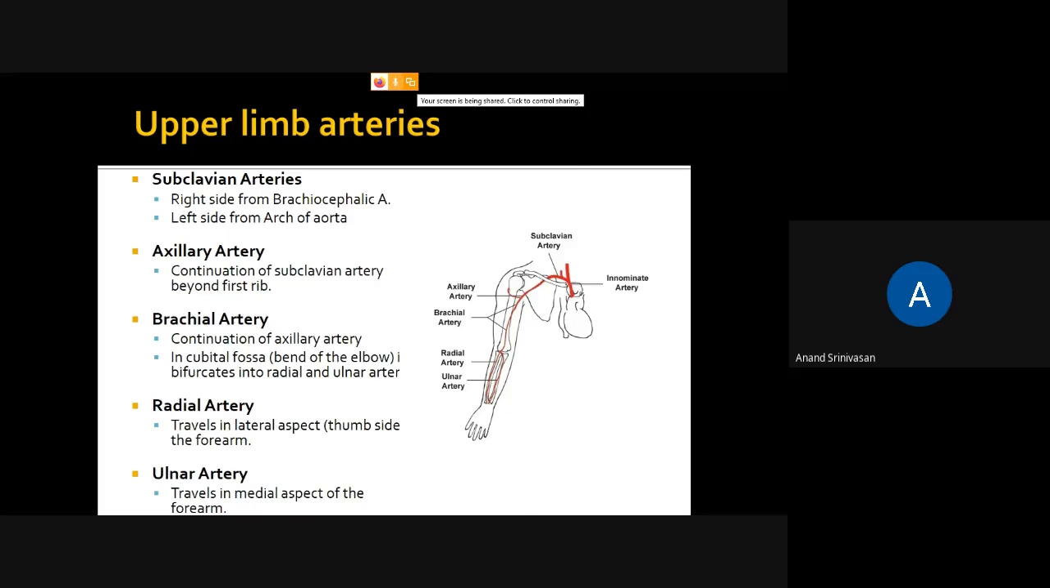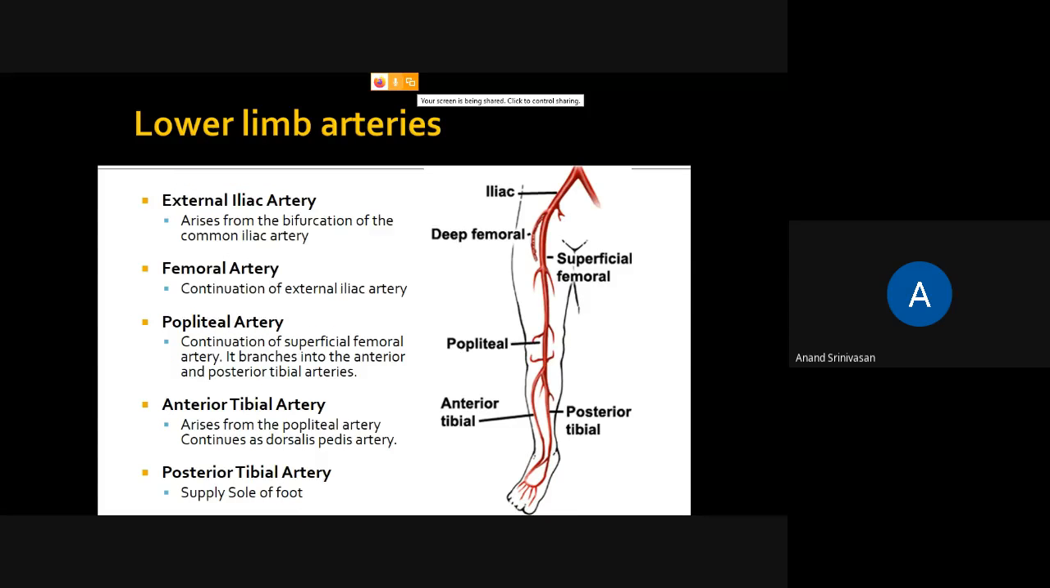Now let's see the lower limb arteries. We have seen the abdominal aorta, right? The abdominal aorta divides into the common iliac, right and left common iliac. The common iliac divides into external iliac and internal iliac. Now this external iliac artery.